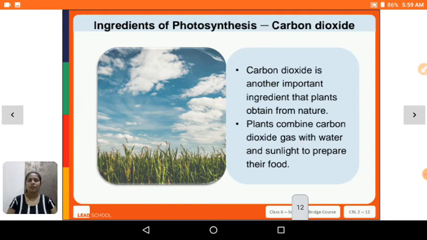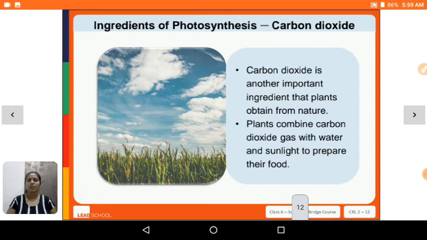Now, third part: what we inhale is oxygen. So where does this oxygen come from? And what we exhale is carbon dioxide. And where is this carbon dioxide going? So carbon dioxide is important, which plants obtain from nature.